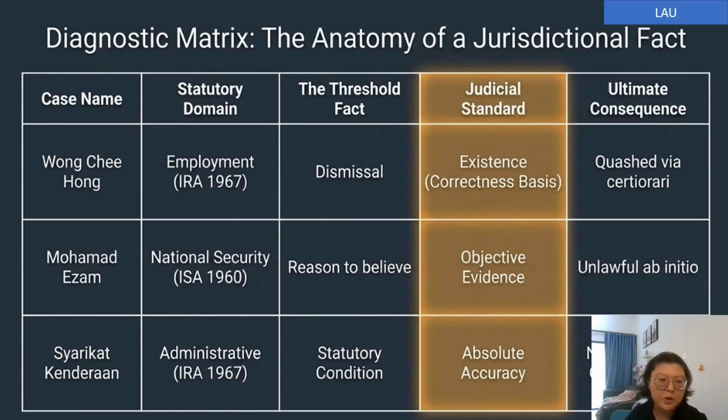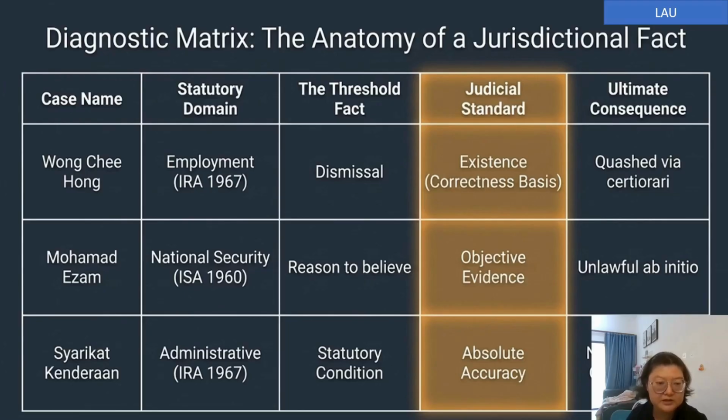In summary, Wong Chi Hong dealt with employment law under the Industrial Relations Act. The threshold fact was dismissal. The court used the standard of correctness. The result was that the decision was quashed, despite a veil of statutory protection.